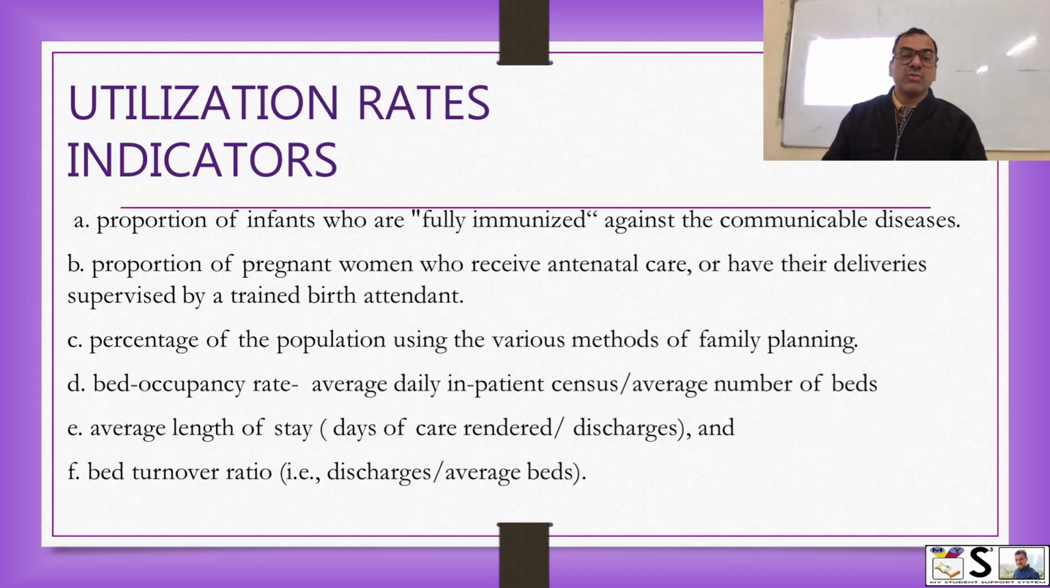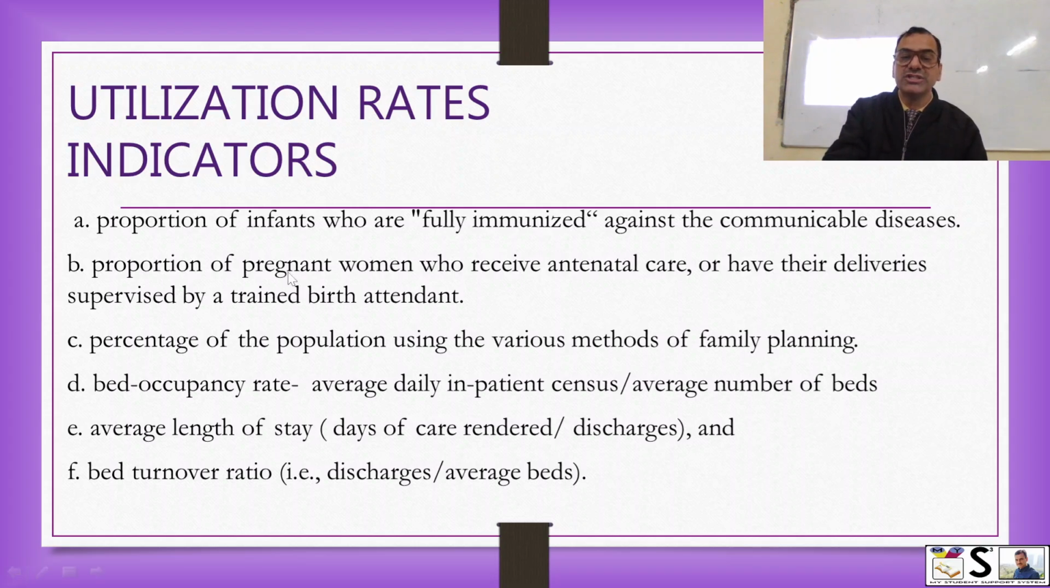The proportion of infants who are fully immunized against communicable diseases, this indicator is also known as a utilization rate indicator. Proportion of pregnant women who receive antenatal care, how many mothers are receiving antenatal care, sometimes they are not even registered. Okay, they are not getting at least 3 antenatal visits, sometimes they are not getting iron folic acid tablets. So these numbers or this data are also included in the utilization rate indicators.